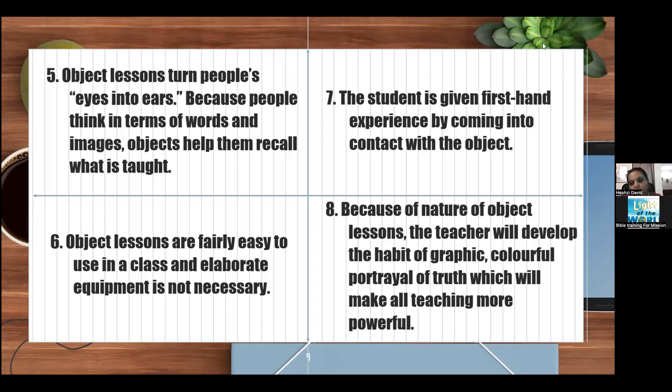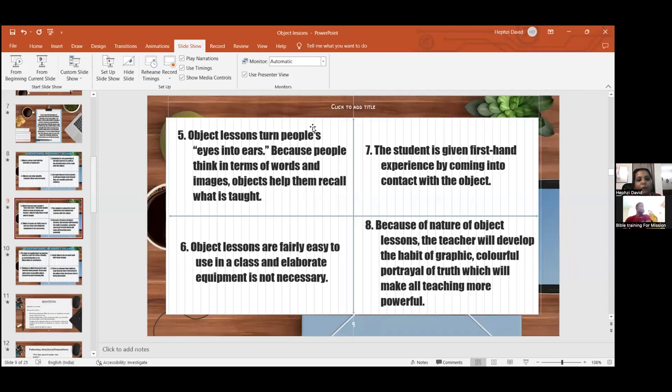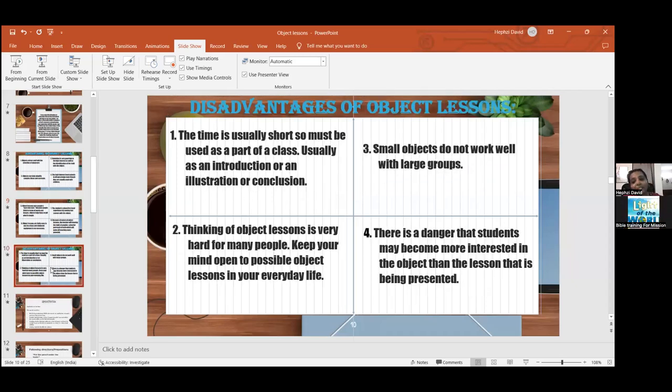Because of the nature of object lessons, the teacher will develop the habit of graphic, colorful portrayal. Instead of just simply talking and talking and talking, the teacher is able to make the class more colorful and more interesting. Now, do we have disadvantages of object lessons?